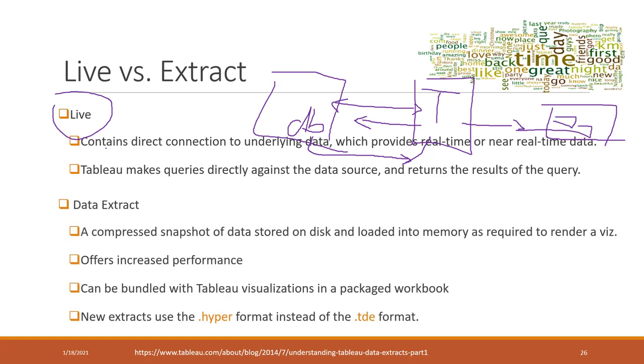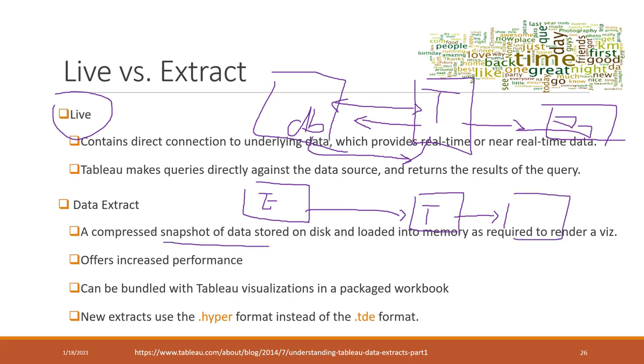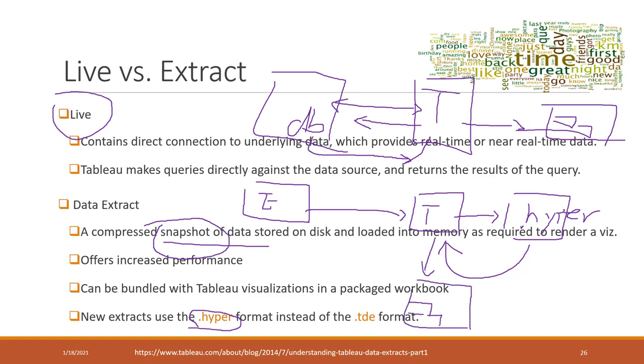And we can also have a data extract. A data extract means that we are no longer making queries directly to the data source. For example, if we have an Excel file, the data will be loaded into Tableau, and Tableau will extract the data into a format that is stored on the local disk. It is something like a snapshot of the data. We have two formats, but normally we use Hyper, which is the latest format. Tableau will then make queries against the Hyper format to deliver the visualizations that you want to create. Hyper is more efficient.